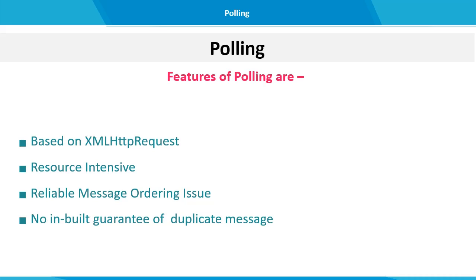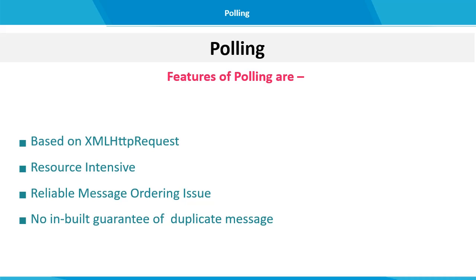In long polling, the client requests the server, with the exception that the server may not respond immediately. Instead of sending an empty response, the server holds the request and waits until some data is available. Once the data is available, a complete response is sent to the client by the server. XMLHttpRequest is the backbone of long polling.